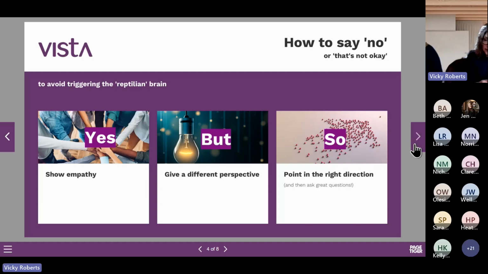Then your but and your so: the but certainly is either logical brain encouraging or social brain, depending on what you describe in terms of the but. Tracy did a great job of both in that situation. And then the so is your direction pointer, which is your good old logical brain appealing side of things that will help to calm it down.